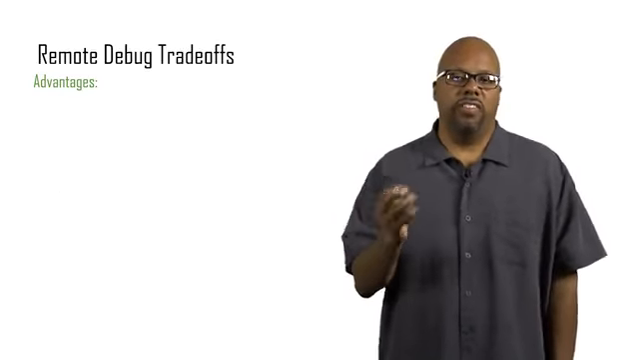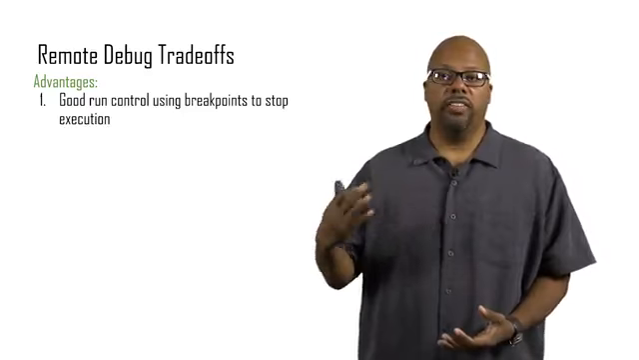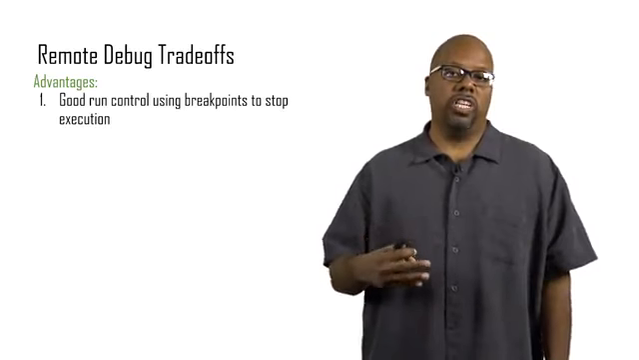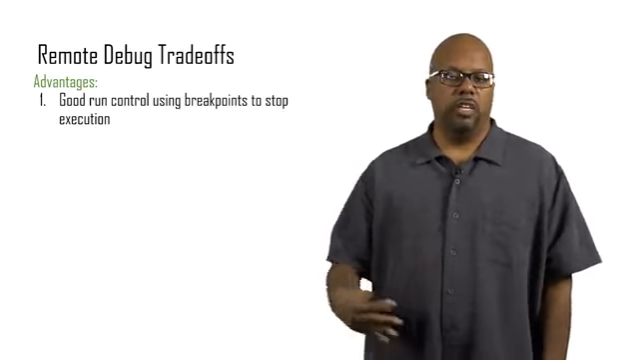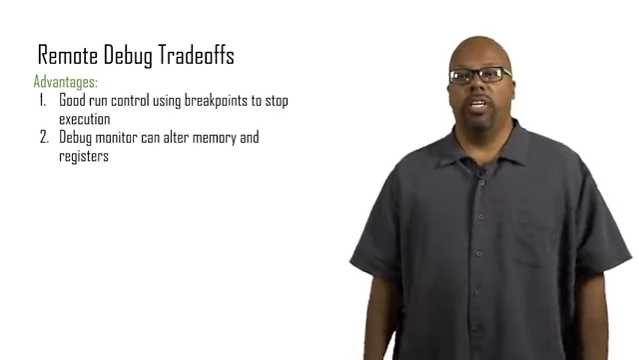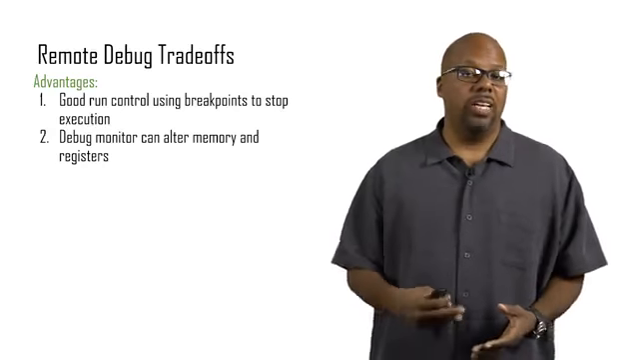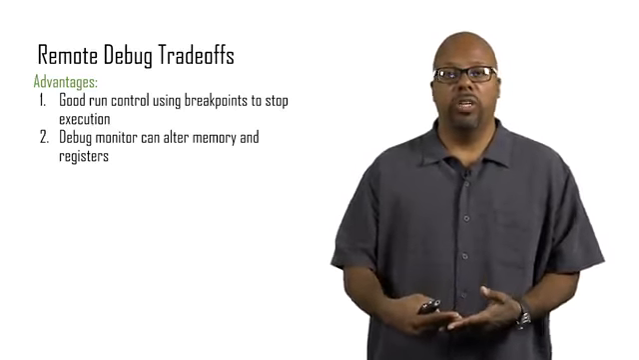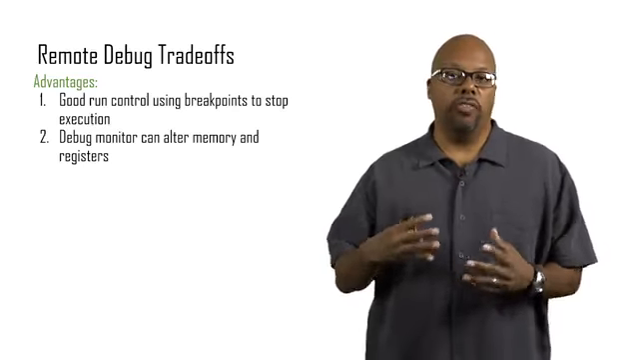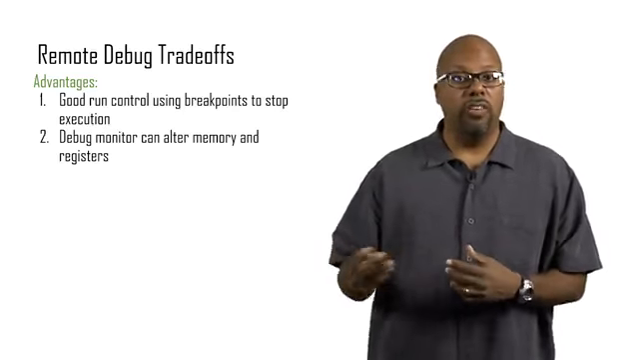So advantages of this type of setup. You get good run control. You can set breakpoints to stop execution when you want to. You can actually force execution to stop from the host. You hit a button and it'll send a command to stop execution. So you get good run control. The monitor can alter memory and registers. Right, so the debug monitor is code that's running on the Arduino. Since it's running on the Arduino, it has direct access to the registers and the memory on the Arduino. So now, with the debug monitor, you have controllability of the registers and the memory on the Arduino. And also, you can read them. You have observability of those, too.